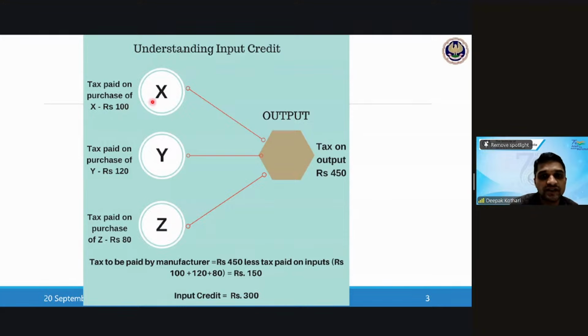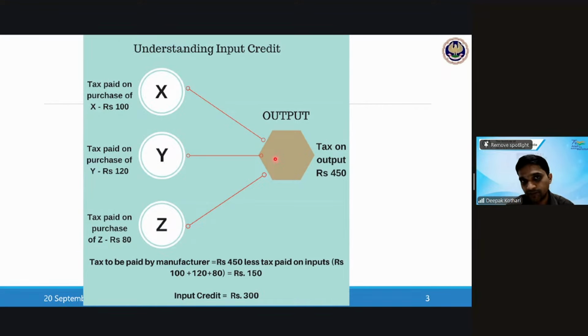So X I purchased for ₹100, मतलब I purchased for some value, but उसके ऊपर taxes ₹100 है. Okay, we'll just see the tax portion. So when I purchased X, he has charged tax of ₹100. When I purchased Y, he's charged tax of ₹120. When I purchased Z, he's charged a tax of ₹80. So these are the three products which I will blend, do the manufacturing and make the manufactured product, और manufactured product को मैं sale करूंगा.